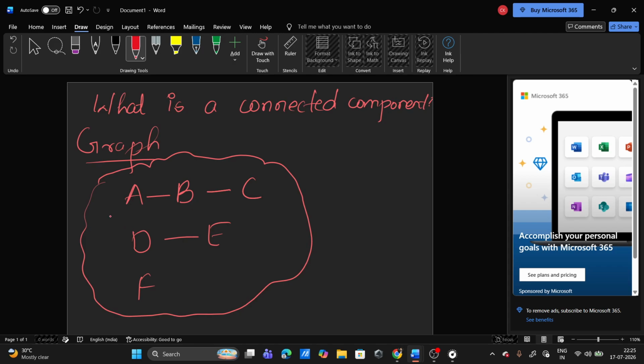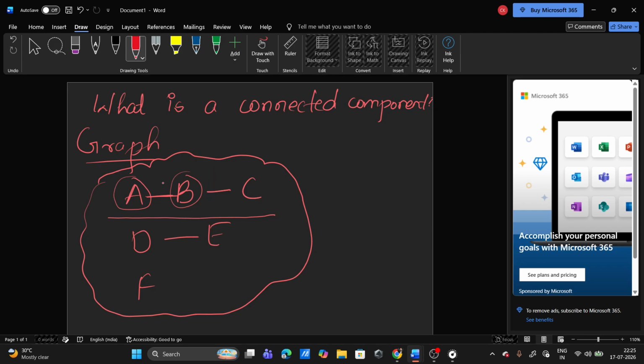Now, have your eyes on this one component. If I ask you, are A and B connected? What will be your answer? Think a moment and tell me. Obviously, it is visible that these two vertices A and B are connected through this edge. So we'll say yes, these two vertices are connected.